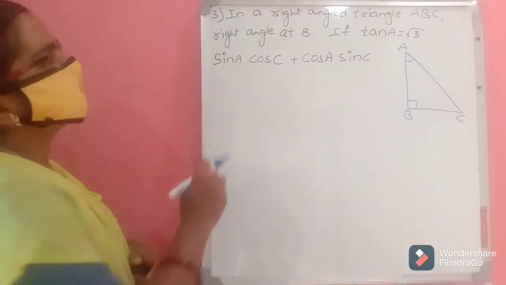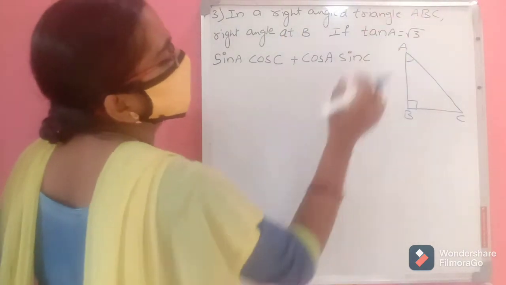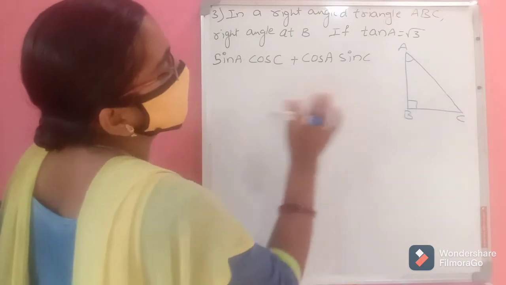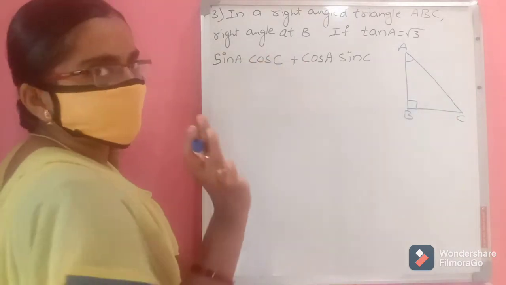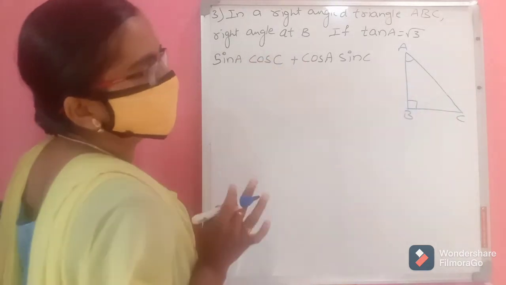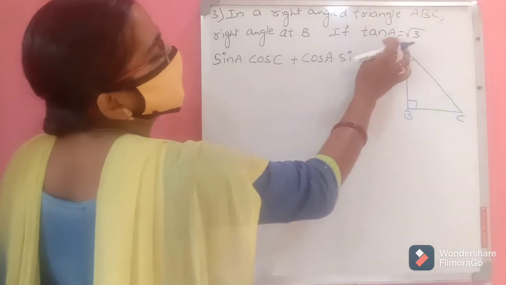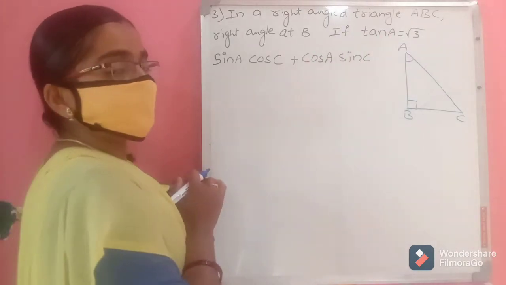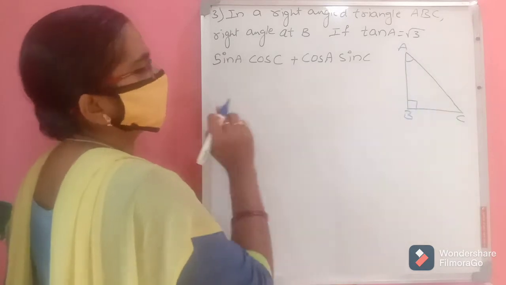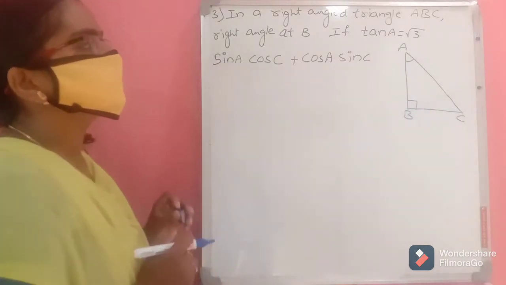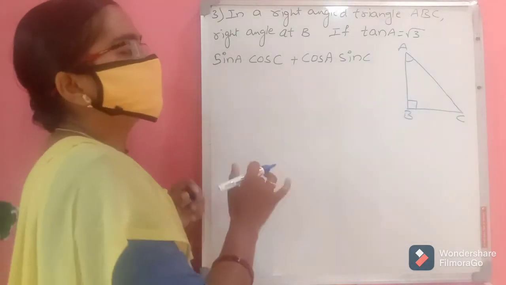One more example. In a right angle triangle ABC, right angle at B. They have given, if tan A is equal to root 3, then find sin A cos C plus cos A sin C. That value we have to find out.